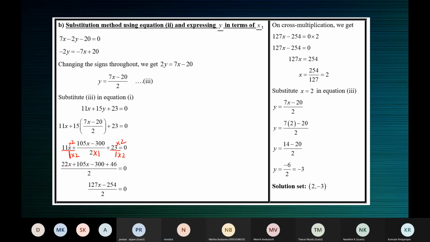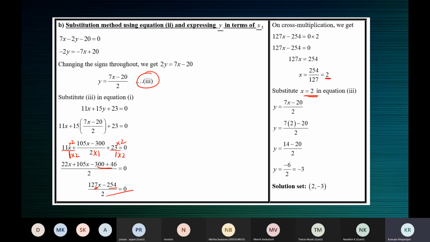All right. So children, then the x terms you simplify, the constants you simplify, you cross multiply, and you solve and find the value of x. X is equal to 2. And in this method, after finding the value of x, we substitute this value of x in this equation 3. Anywhere you can substitute, in equation 1, 2, or 3. But in the substitution method, we substitute in 3.